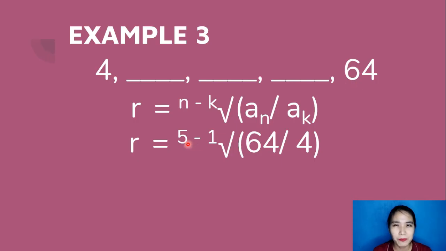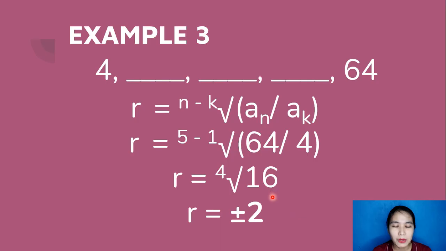So we have 5 minus 1 root of our a sub n, or the last term here, is 64, over our a sub 1, which is 4. Simplifying this, we get 64 divided by 4. And the answer is 16. Let us now get the 4th root of 16. And the 4th root of 16 will be equal to positive or negative 2. So the common ratio here will be positive or negative 2.